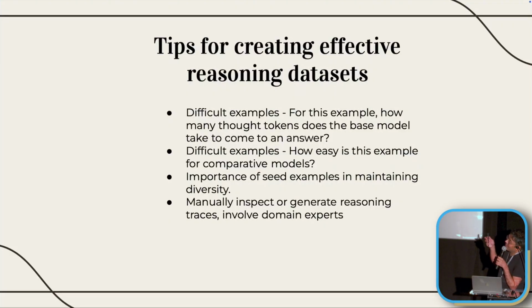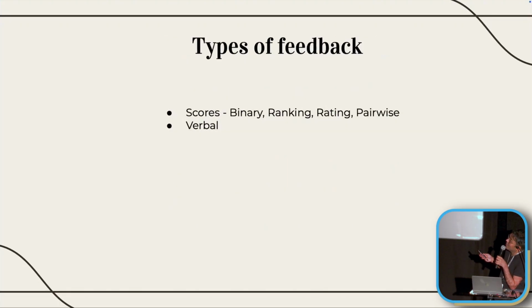The other thing to also note is the difficulty. How easy is this example? Can you already use the non-reasoning model to solve this problem? If yes, then there is no need. You should not include what is 33 plus 45 in a reasoning data set. You should only include examples that are actually difficult for a model to do.